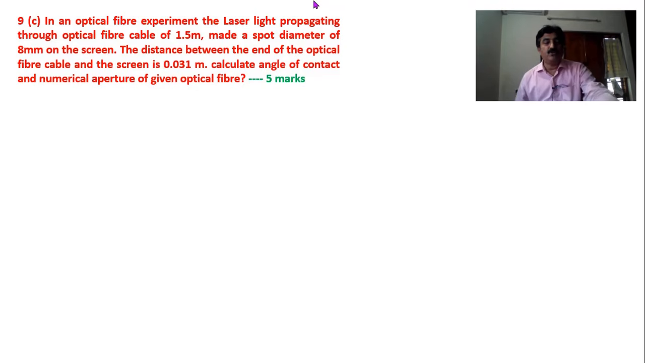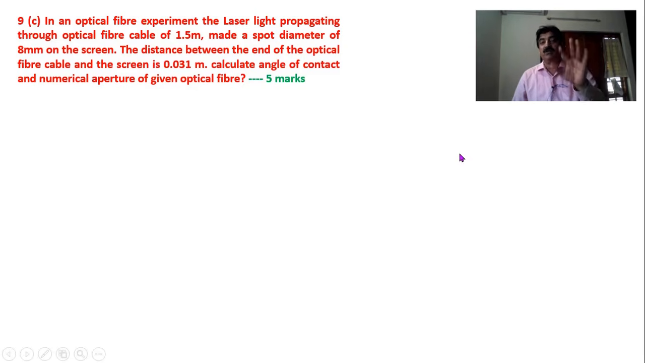So here is the question. The question is actually a lab component. It is not connected to animation or statistical physics. In an optical fiber experiment, laser light propagating through an optical fiber of length 1.5 meter made a spot diameter of 8 mm on the screen.